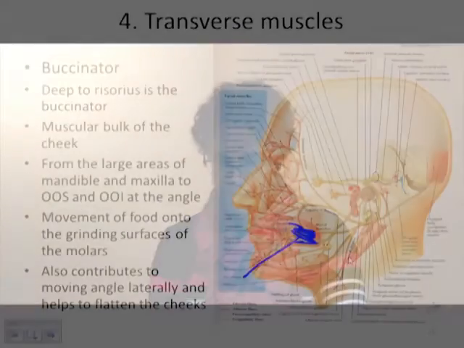So we have two transverse muscles. One retracts, which is the risorius. The other one is the buccinator, which forms the bulk of your cheek and it's deep to the risorius. It also helps in chewing and moving the food into the back to the molar. It contributes to moving the angle laterally and helps to flatten the cheeks.